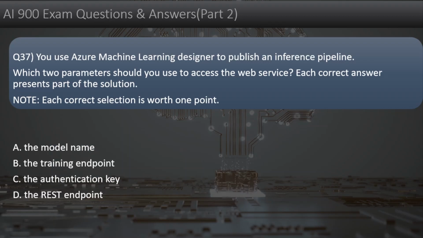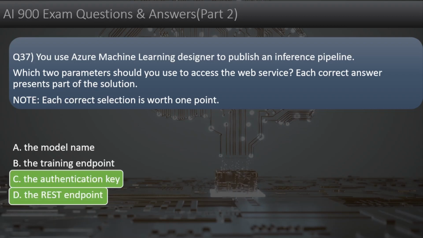Question 37. You use Azure Machine Learning Designer to publish an inference pipeline. Which two parameters should you use to access the web service? Each correct answer presents part of the solution. Option A, the model name. Option B, the training endpoint. Option C, the authentication key. And option D, the REST endpoint. The correct answer is option C, the authentication key, and option D, the REST endpoint.